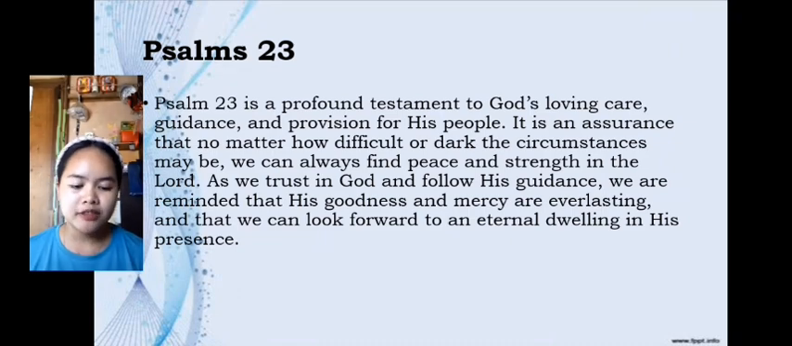Psalms 23 is a profound testament of God's loving care, guidance, and provision for his people. It is an assurance that no matter how difficult or dark the circumstances may be, we can always find peace and strength in the Lord. As we trust in God and follow his guidance, we are reminded that his goodness and mercy are everlasting, and that we can look forward to an eternal dwelling in his presence.